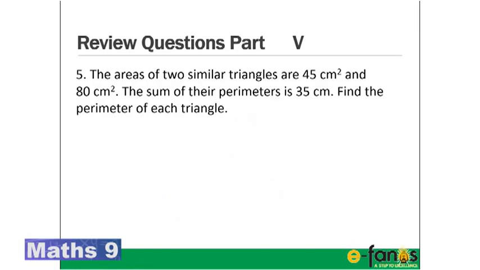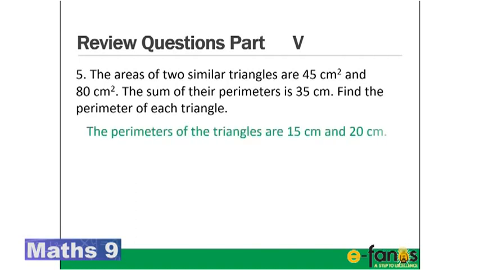5. The areas of two similar triangles are 45 and 80. The sum of their perimeters is 35. Find the perimeter of each triangle. Pause the video whilst you work it out. Here's the answer. The perimeters of the triangles are 15 centimeters and 20 centimeters.